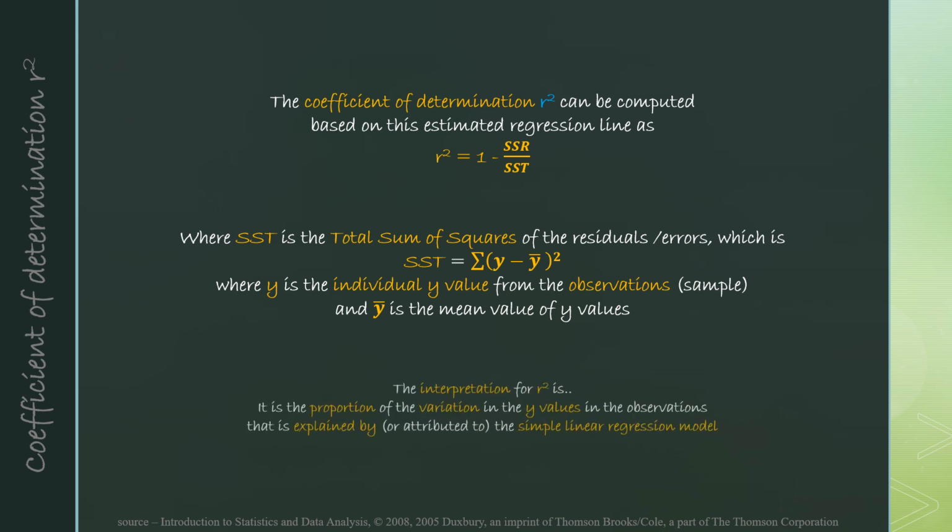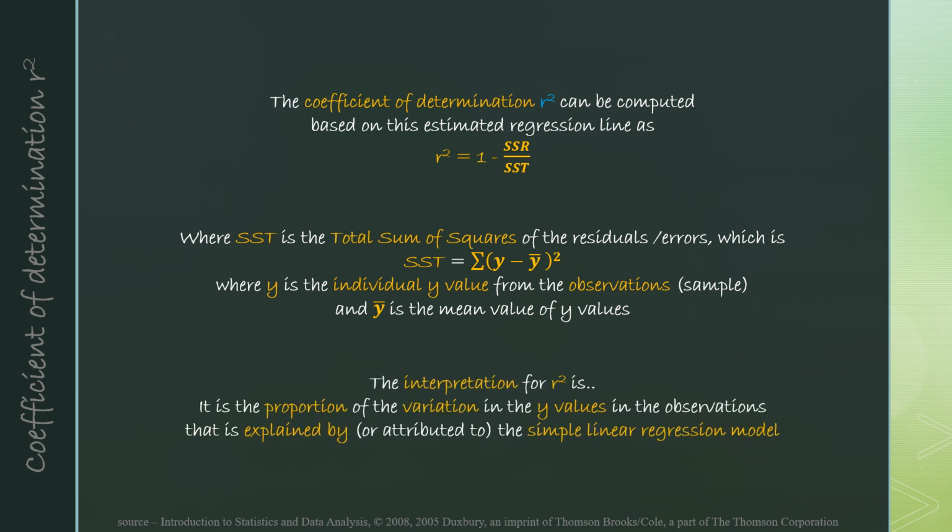y values. The interpretation for R square is that it is the proportion of the variation in the y values in the observations that is explained by or attributed to the simple linear regression model.